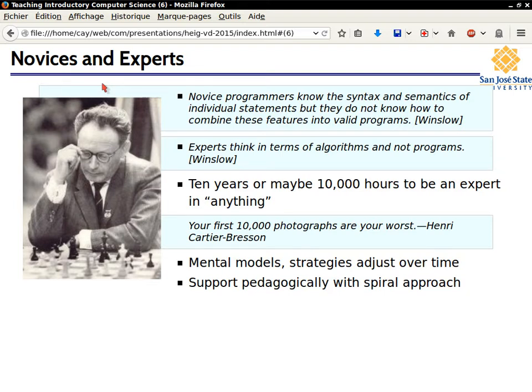So the question is, how do you get them there, still recognizing that they're going to have a good way to go? From a pedagogical point of view, you want to structure your set of courses in such a way that in the intro course you get them definitely up to a level of basic competence, but you keep on refining their programming knowledge in higher level courses. And most curriculums, including certainly yours, are designed to do that.